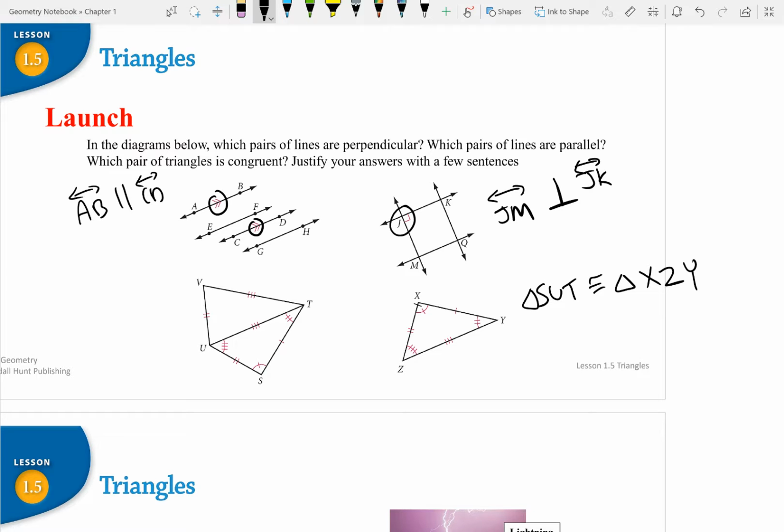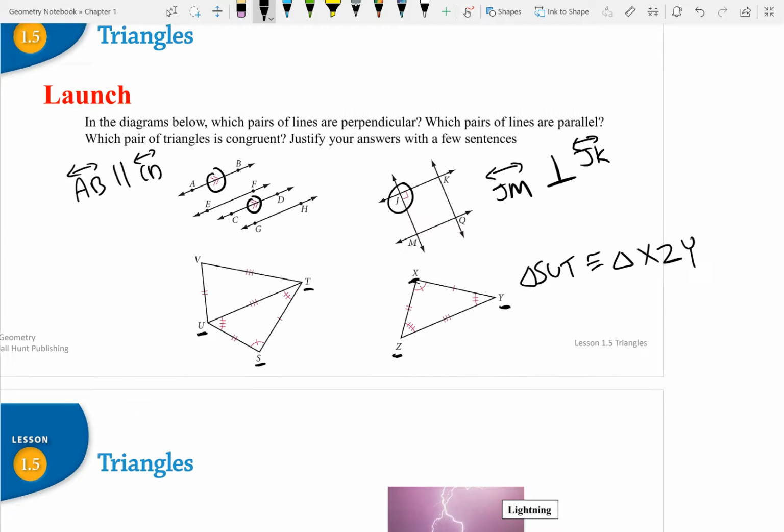Remember to go ahead and line up the letters. So you have 1 and 1. This has 3 markings and 3 markings. And that's 2 markings and 2 markings. Notice how all of the sides match up as well.